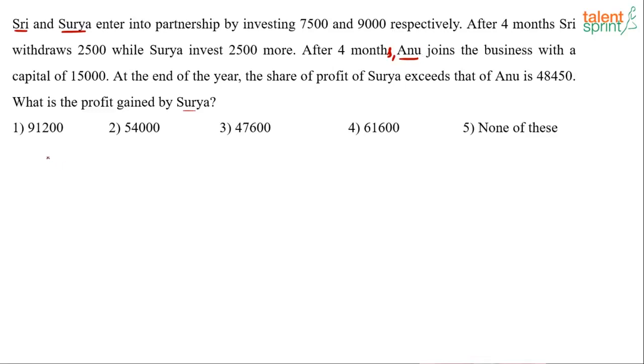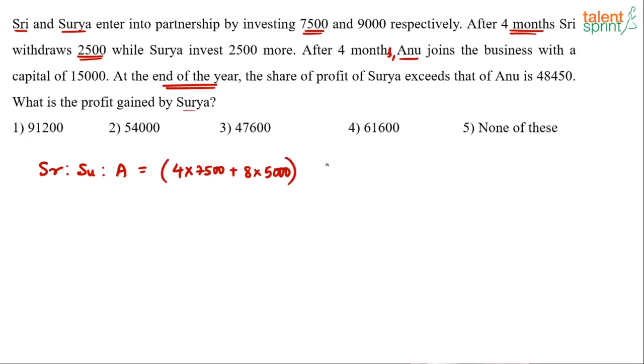So how will you calculate the profits first of all, right? The ratio of their profit, Sri is to Surya is to Anu. How do you measure the profit? See, Sri entered with 7,500, but after 4 months, Sri withdraws 2,500. Meaning, for the first 4 months, his investment was 7,500. And for the remaining 8 months, he's talking about the end of the year, right? After withdrawing 2,500 here, nowhere else is there any change in Sri's investment. So in the first 4 months, he invested 7,500. But in the remaining 8 months of the year, his investment was only 5,000, because he's withdrawn 2,500, right? From 7,500, if you subtract 2,500, you'll get only 5,000.